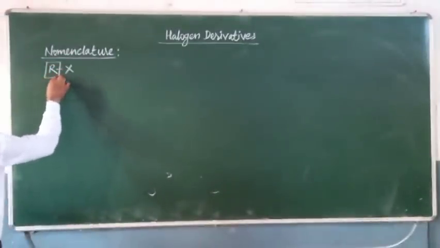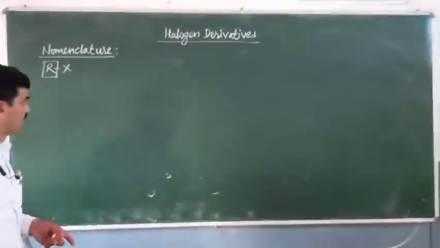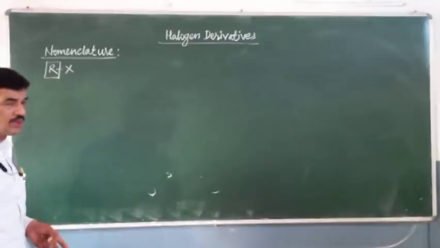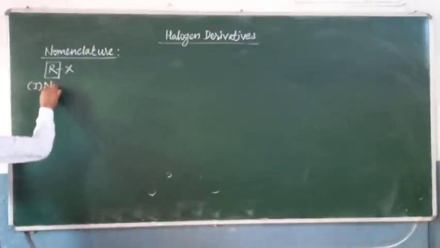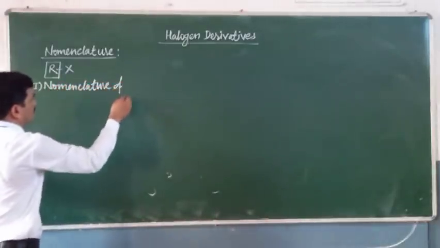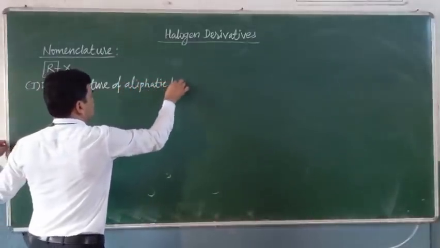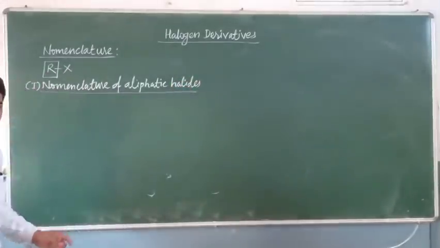This hydrocarbon part, that is the parent hydrocarbon, may be aliphatic or aromatic. It may be saturated or unsaturated. And therefore, for the systematic nomenclature of the halogen derivative, we should go in a stepwise manner. So first is the nomenclature of aliphatic halides.